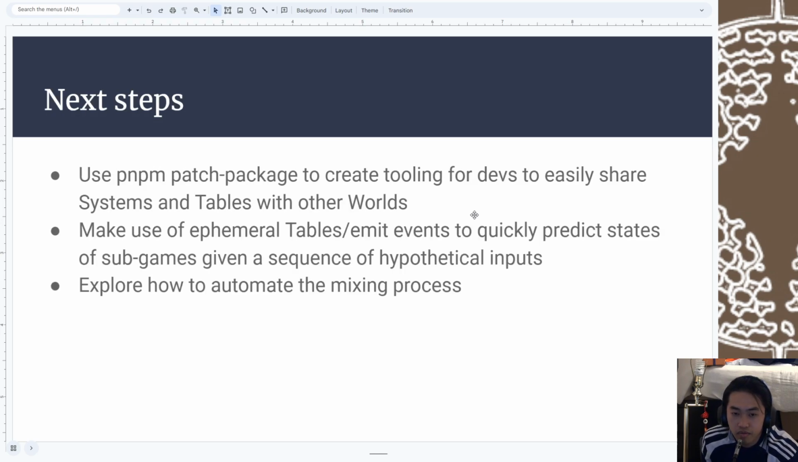Next steps for us, most notably, is to be able to make this into a cross world and also experiment how to do this process automatically.